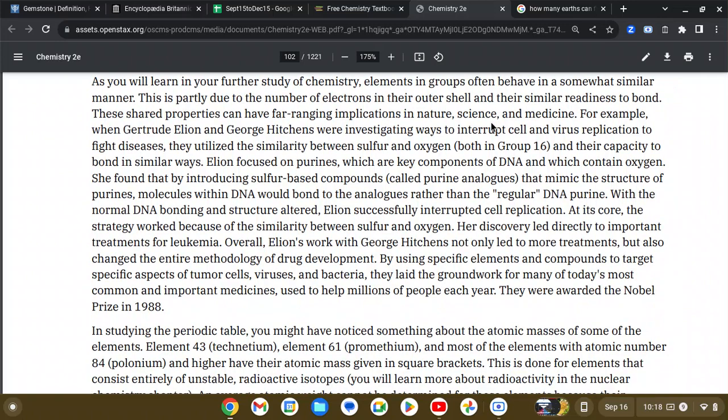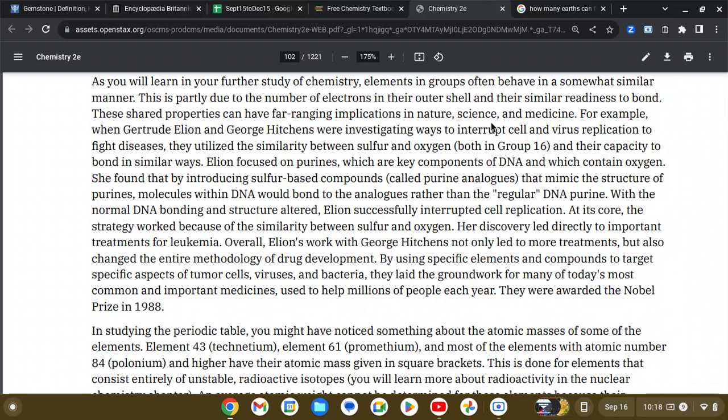As you will learn in your further study of chemistry, elements and groups often behave in somewhat similar manner. This is partly due to the number of electrons in their outer shell and their similar readiness to bond. These shared properties can have far-ranging implications in nature, science, and medicine. For example, when Gertrude Elion and George Hitchings were investigating ways to interrupt cell and virus replication to fight diseases, they utilized the similarity between sulfur and oxygen, both in group 16, and their capacity to bond in similar ways.